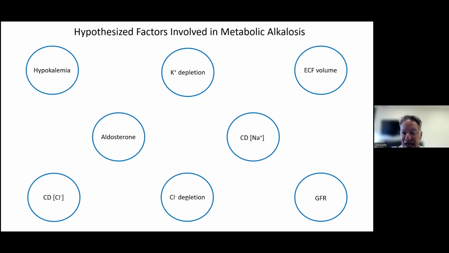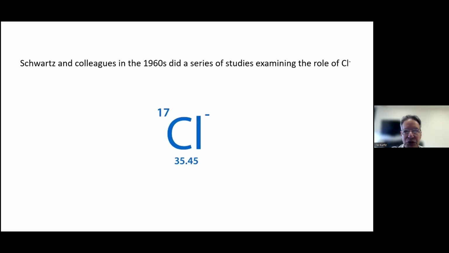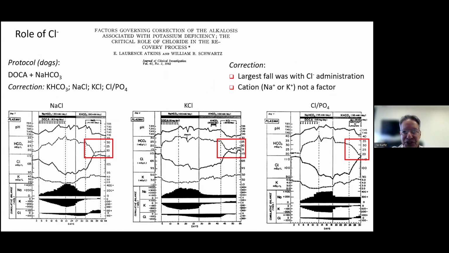So we finished with potassium and aldo, and now what's the story with chloride? Well, Schwartz and his colleagues in the 1960s did a series of studies examining the role of chloride in metabolic alkalosis that I'll show you now. So this was a study from 1962 in the JCI, in a paper entitled Factors Governing the Correction of the Alkalosis Associated with Potassium Deficiency, the Critical Role of Chloride in the Correction Process.